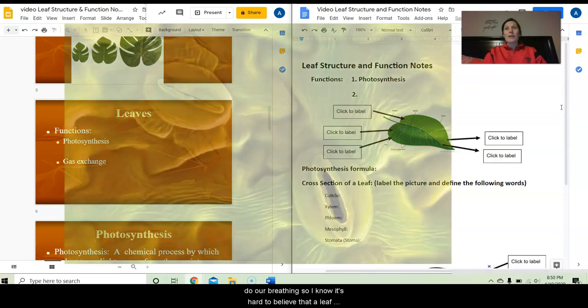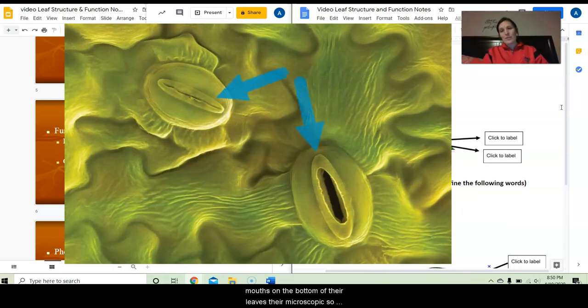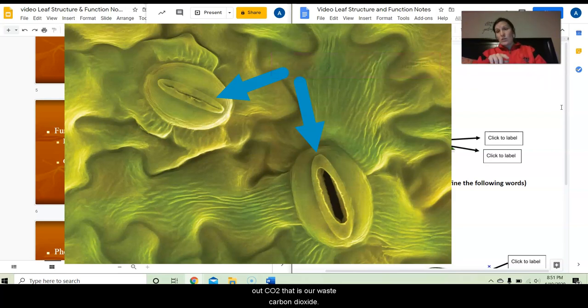I know it's hard to believe that a leaf actually breathes, but they do have these tiny mouths on the bottom of their leaves. They're microscopic, so you can't see them without a microscope. That is where we're going to do gas exchange. Remember, gas exchange means bringing gas in and taking waste gas out. For humans, gas exchange is taking oxygen in, and we're breathing out CO2. That is our waste, carbon dioxide.